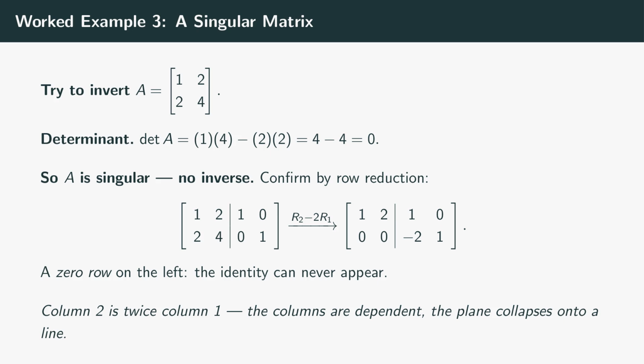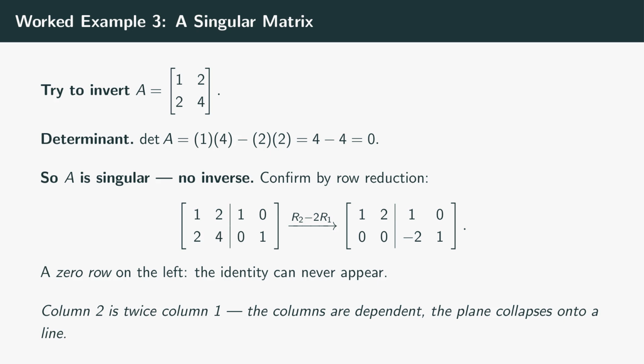Augment A with the identity, then subtract 2 times the first row from the second row to clear the lower left entry. On the left, that wipes the entire second row to zeros. A row of zeros on the left block means the left can never become the identity, so the procedure halts with no inverse, confirming what the determinant told us.